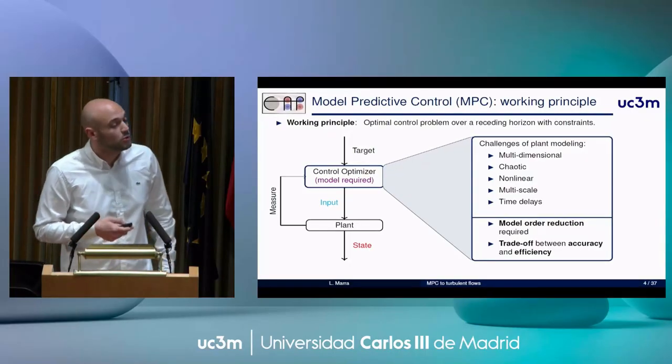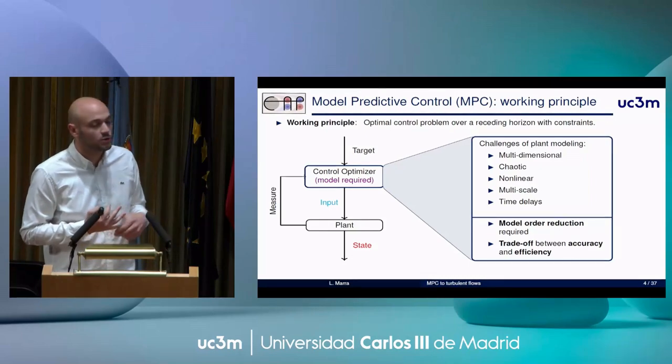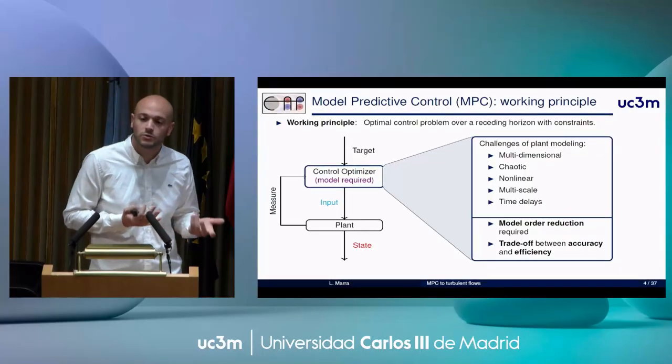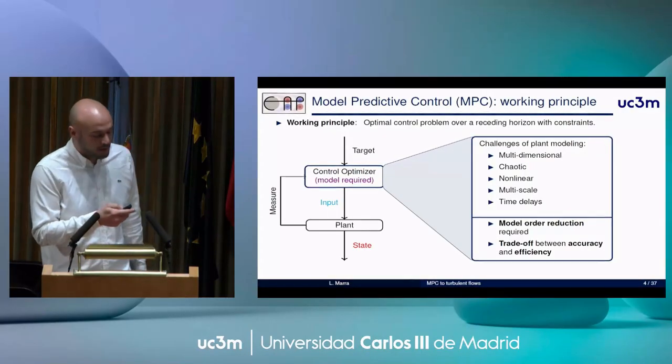You really need to perform model order reduction techniques. You have to reduce the space of your model, of your system, but in doing so, you're also losing accuracy. So it's a matter of making a trade-off between accuracy and computational cost, because remember that MPC has to perform an optimization on the fly.